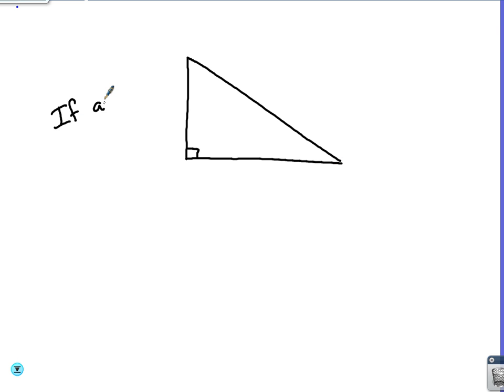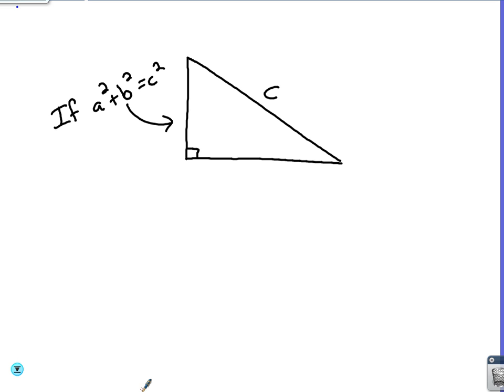If a squared plus b squared is equal to c squared, you have a right triangle, where this is my C. Very important: know that your C is your hypotenuse. It's always across from the right angle. Now, here's what I want you to do.